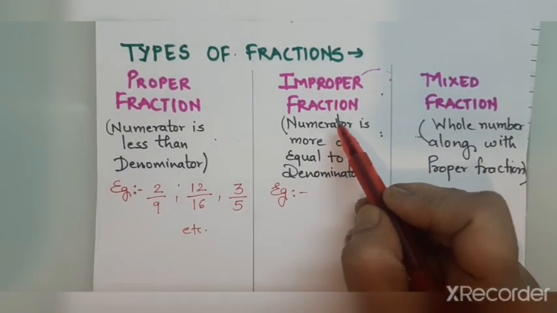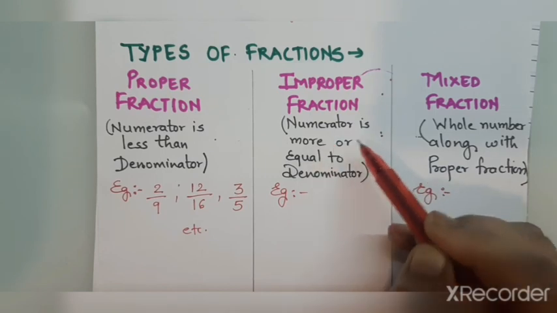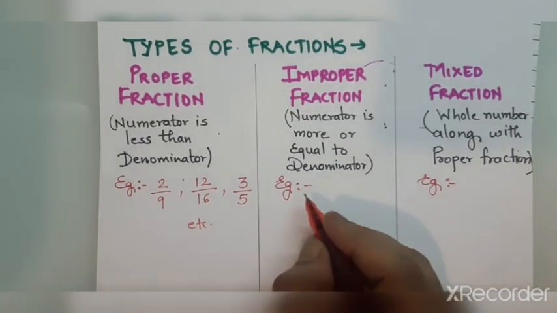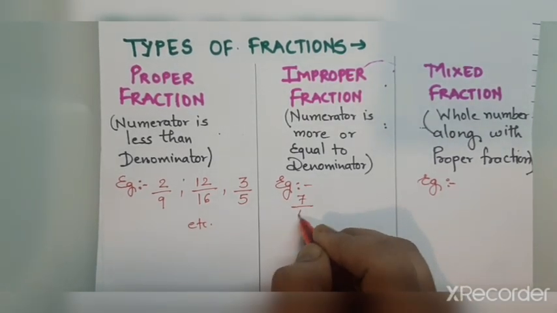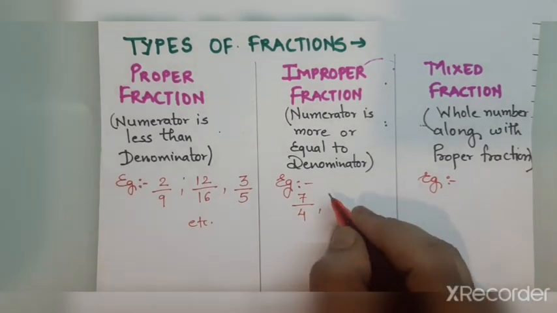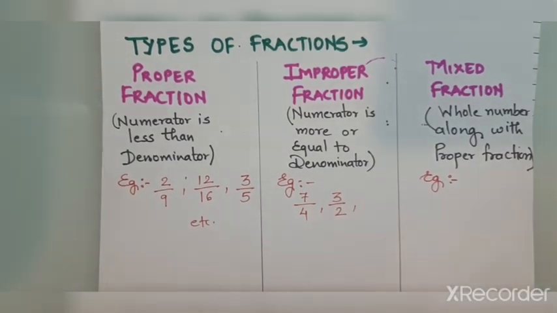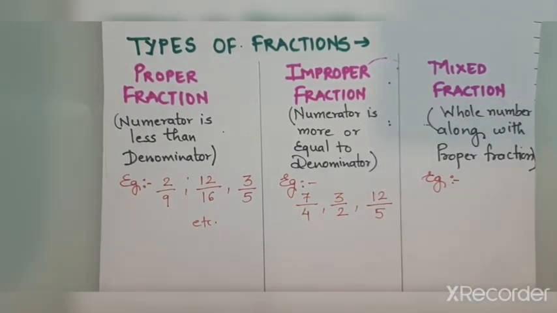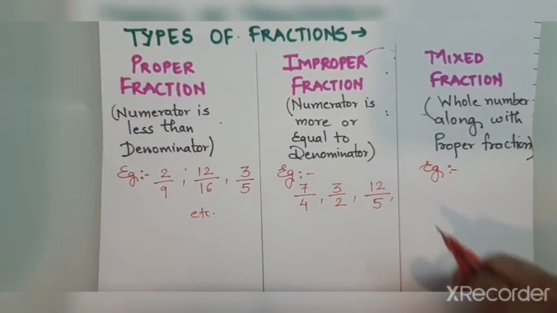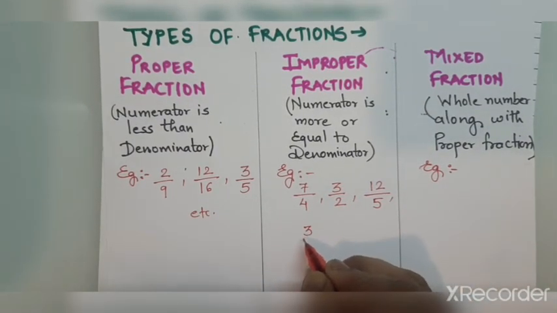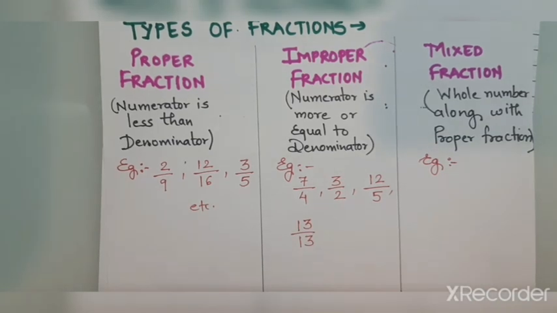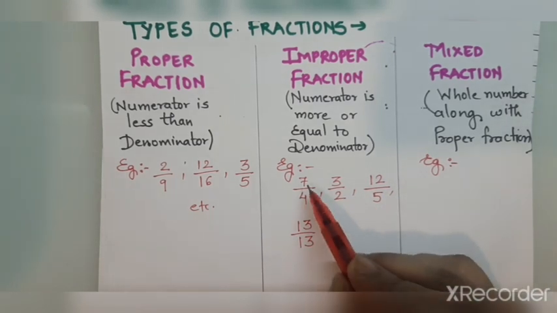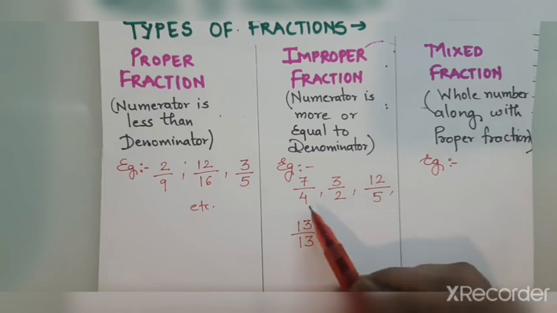Now what is an improper fraction? The numerator is more than or equal to the denominator. Here it can be 7 upon 4, 3 upon 2, 12 upon 5. And it can also be equal, for example, 13 upon 13. So these are improper fractions where the numerator is greater than the denominator.